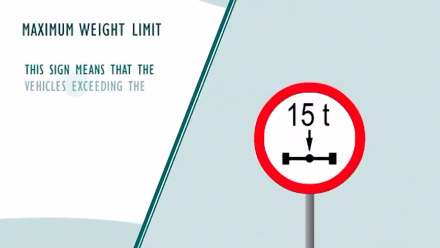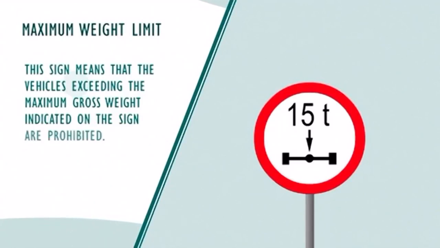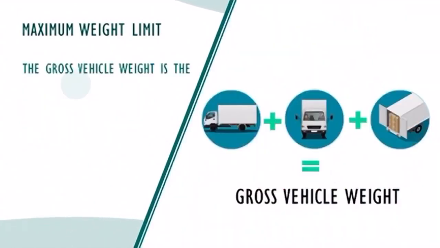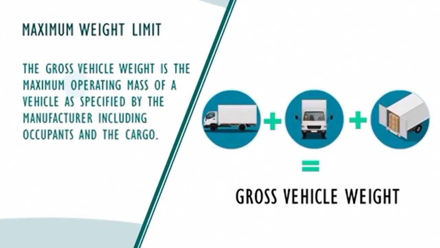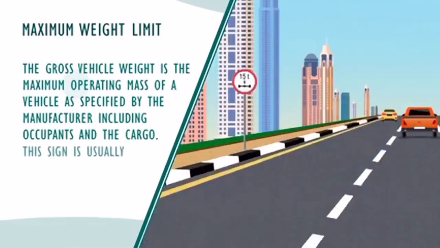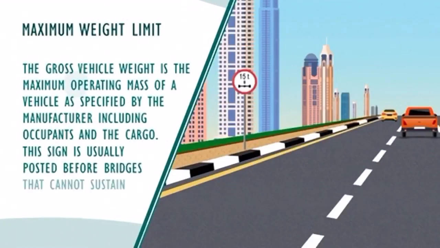This sign means that the vehicles exceeding the maximum gross weight indicated on the sign are prohibited. The gross vehicle weight is the maximum operating mass of a vehicle as specified by the manufacturer, including occupants and the cargo. This sign is usually posted before bridges that cannot sustain the load.